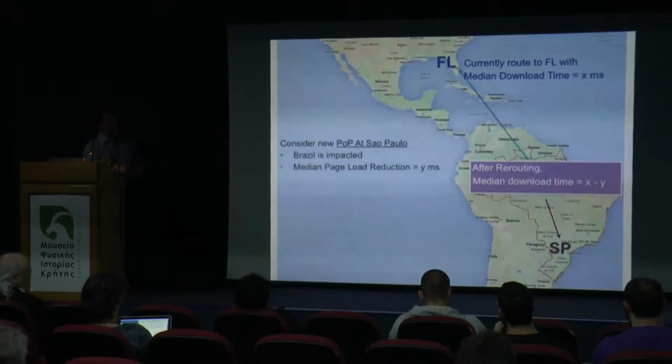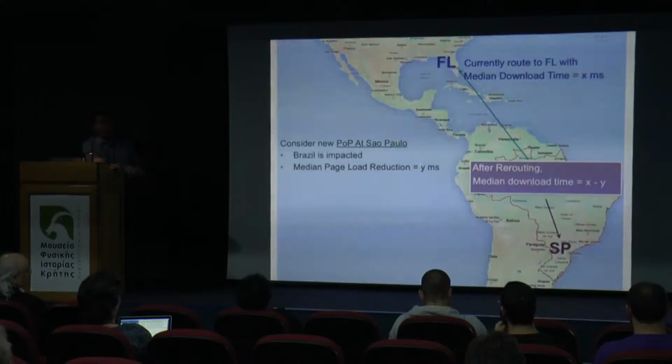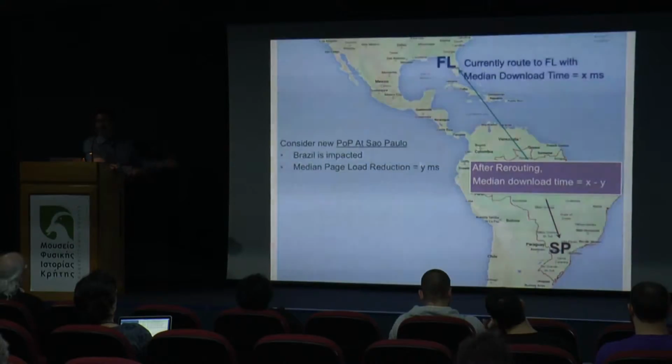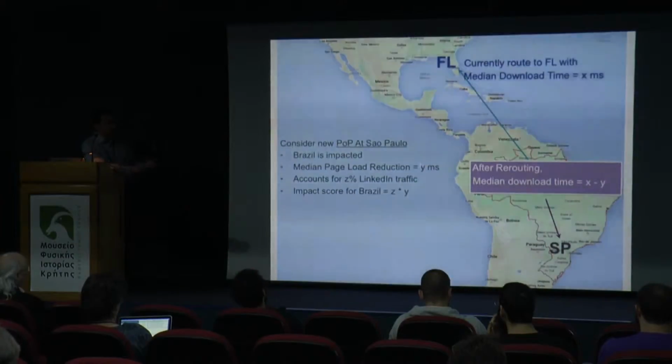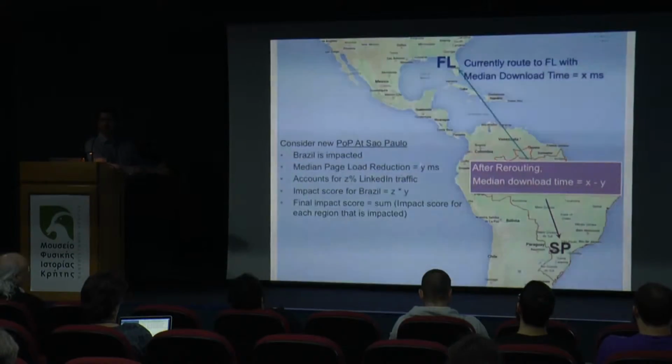Okay. Here's a concrete example of what I mean by impact score. Imagine that we had a POP in Florida which was serving Brazil. Let's say we have a candidate POP location in Sao Paulo. If we build this POP, after rerouting all the Brazil traffic to Sao Paulo, the median download time might improve from X millisecond to X minus Y, so there is an improvement of Y millisecond, right? But Brazil traffic only accounts for Z% of LinkedIn traffic. So the impact score for Brazil, for building a POP in Sao Paulo, will be Z times Y, right? And then we just sum up the impact scores for all the regions that will get impacted by building a POP in Sao Paulo.